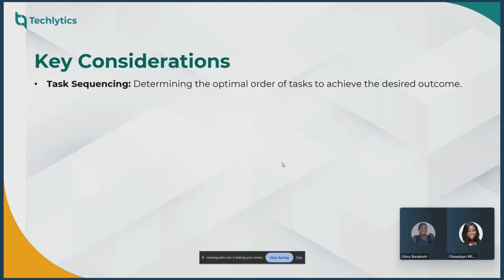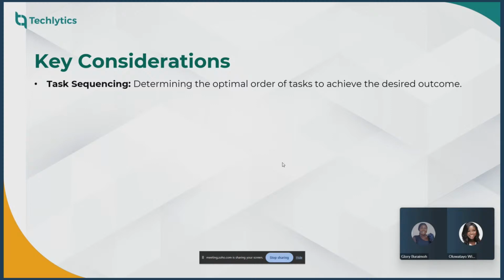So one of the key considerations is task sequencing. The process flow determines the optimal order of tasks to achieve the desired outcome. So for every process, it's like an algorithm, and a lot of you hear about algorithms, especially now that a lot of apps and technology are very ubiquitous.